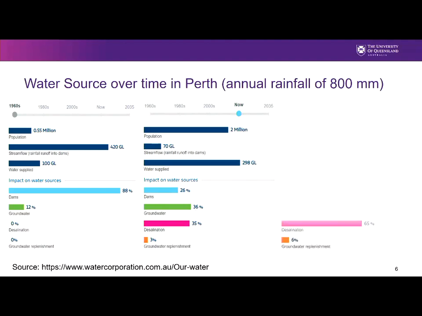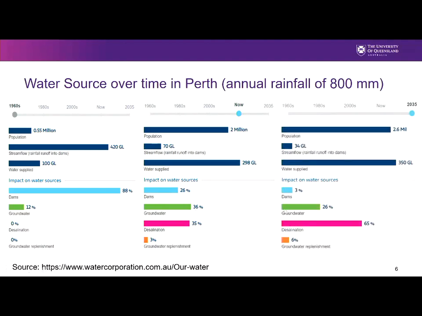Right. The projection says that groundwater will still be a major component in 2035, but desalination will shoot out. But if you look at the dams, it's becoming very, very small. So that's basically what happens in Perth. What happens in Brisbane? Where's the water supply?